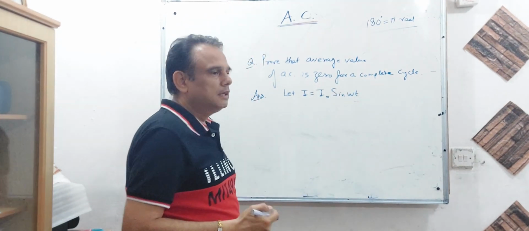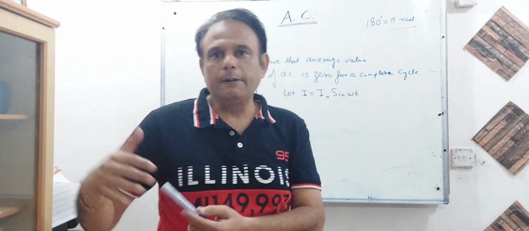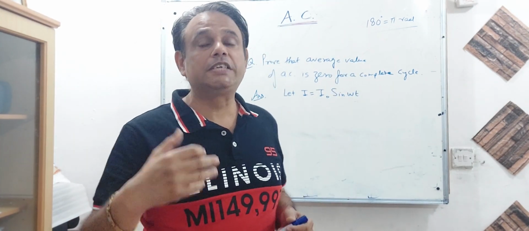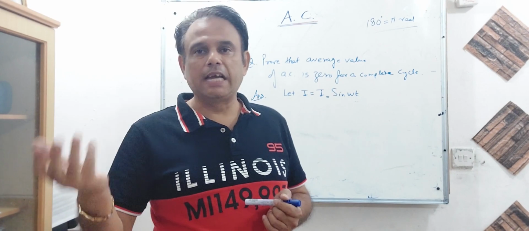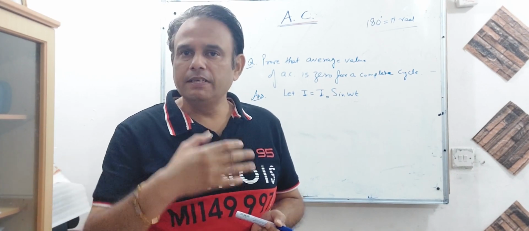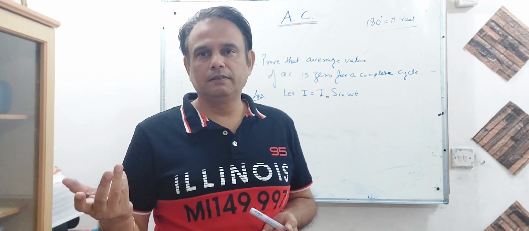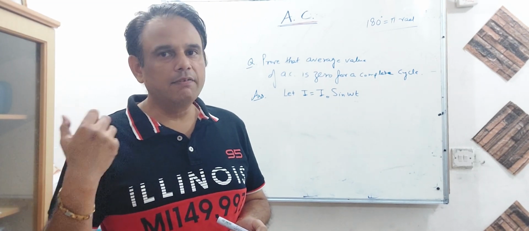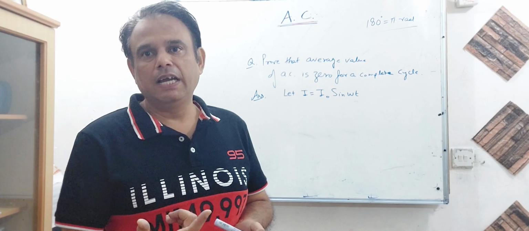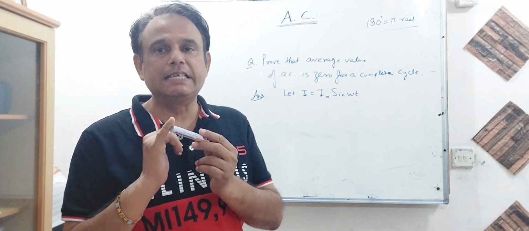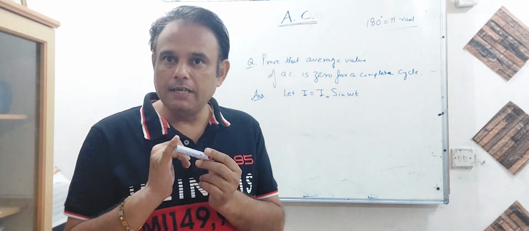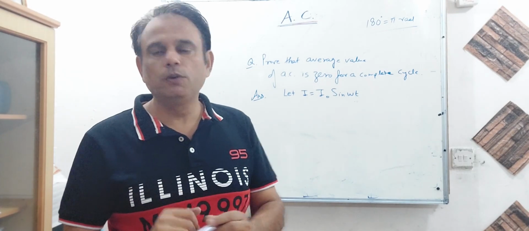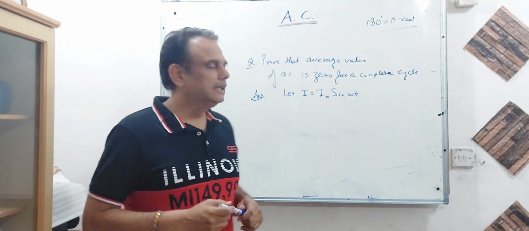And now remember, just for symmetry, because they don't tell you which current you have to take, you can take sine or cos, anyone. Always try to take the sine function if not given. So I have taken I equal to I naught sine omega t, where I is the instantaneous value, the time dependent current, and I naught is the current amplitude or maximum value, the peak value.